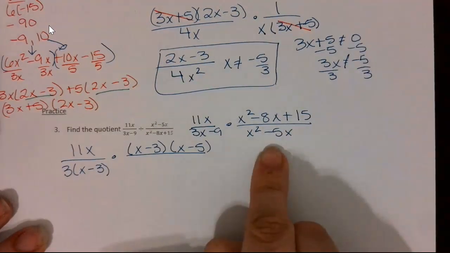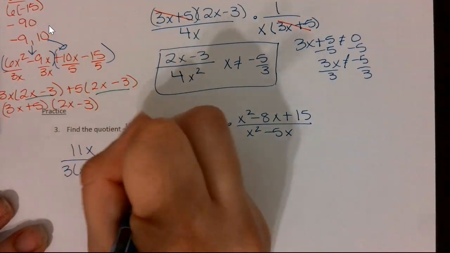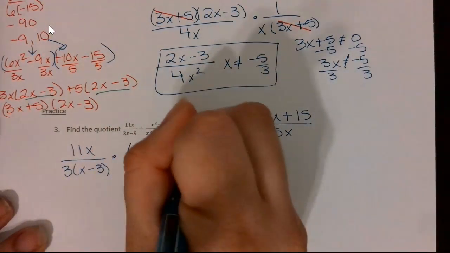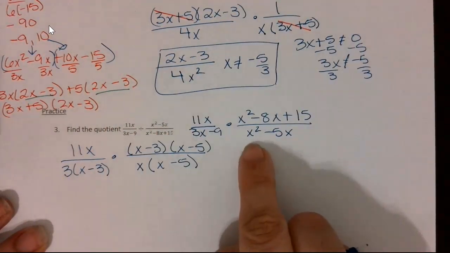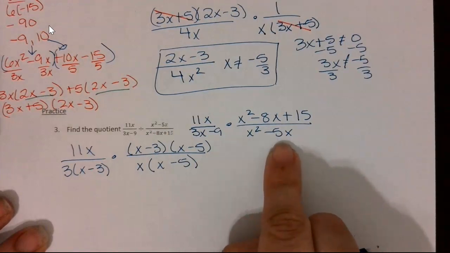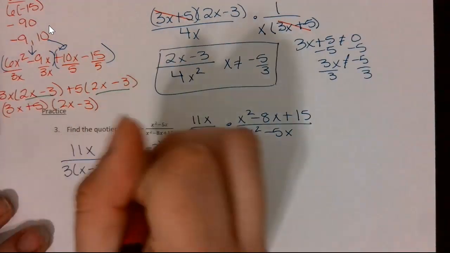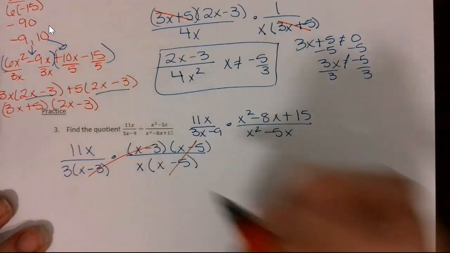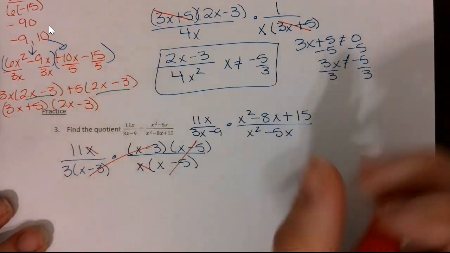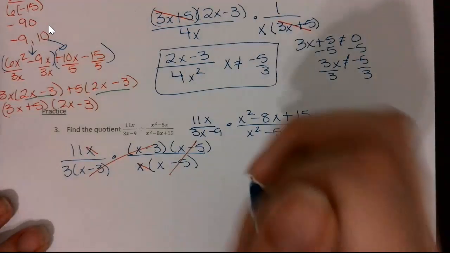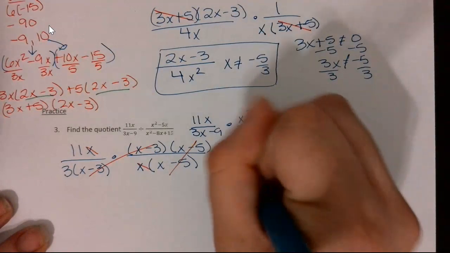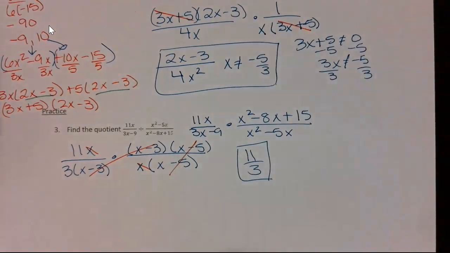On the bottom, I can factor out an x. So I have x and then x minus 5, because x squared divided by x is x, and negative 5x divided by x is negative 5. So I want to look for things that cancel out. I have the x minus 3, the x minus 5, and the x's. So I end up with 11/3, which just gives me a number answer, so I don't have to focus on writing the domain restriction for x.